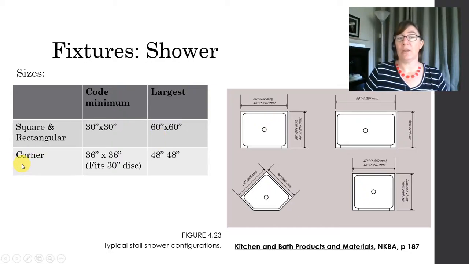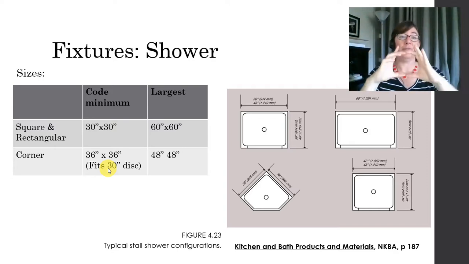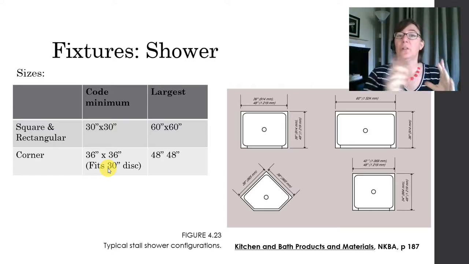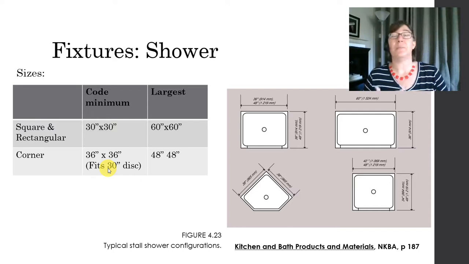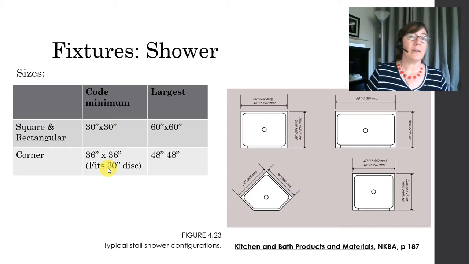Another common configuration is a corner shower, and the code required minimum size for a corner shower is 36 by 36. They don't actually say that in the code. The requirement is that it fits a 30-inch circle within the shower, and that turns out to be about 3 foot square. The largest you will typically see, at least for a pre-made corner shower, would be 48 by 48 or 4 foot on edge. So here are some common configurations.